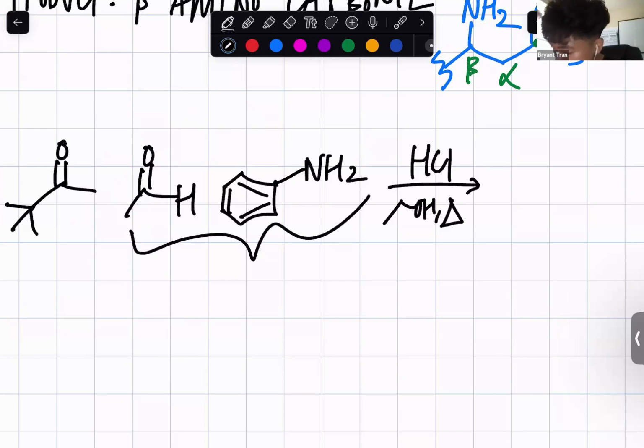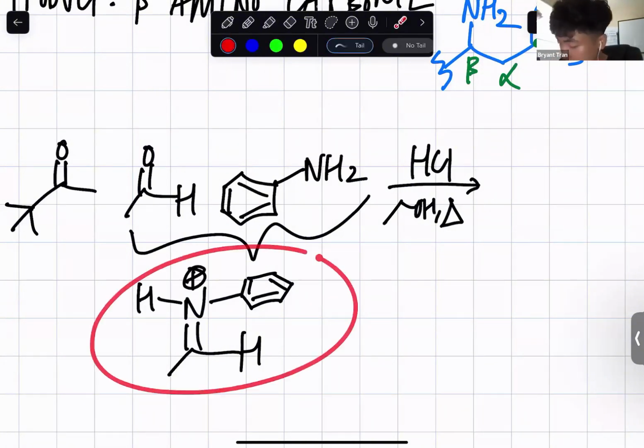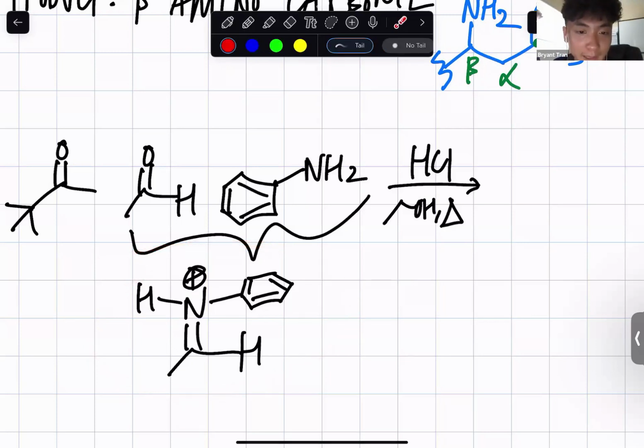And here's how we could do the iminium ion. The carbonyl carbon of the aldehyde will become a carbon double bond nitrogen, right? Where the nitrogen is the nitrogen of the amine. And the nitrogen there is attached to a benzene ring and hydrogen. And that's positively charged. This is the iminium ion here. Does that make sense so far?